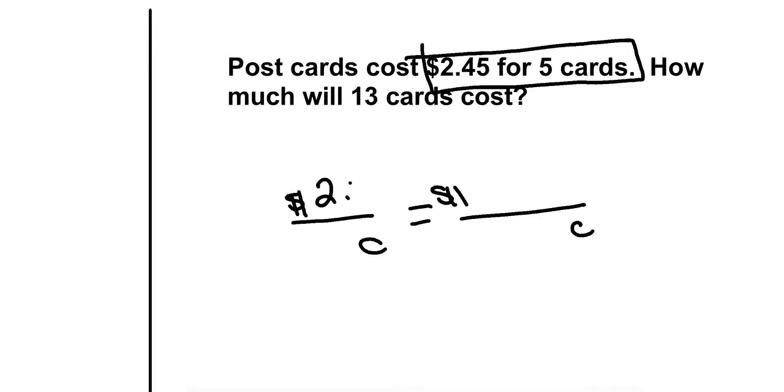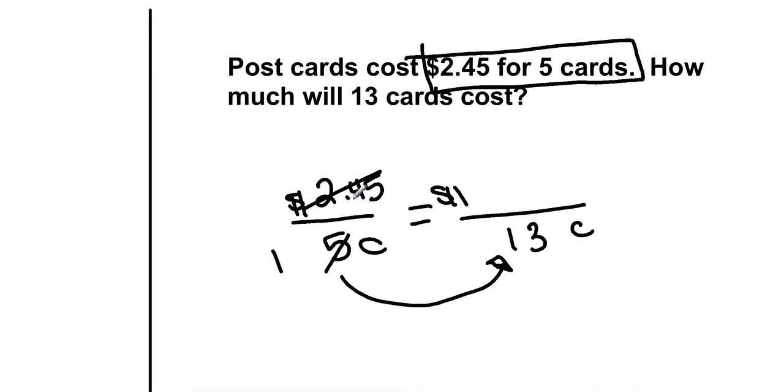So I have $2.45 for 5 cards. And I need to get 13 cards. So now, 5 to 13, that doesn't go in nice, so I need to look to simplify. Well, they both end in 5, so I know 5 goes into both of them. 5 divided by 5 is 1. So I type 2.45 divided by 5 in my calculator, and I would get 0.49 or 49 cents. So it's going to cost me 49 cents for every 1 card.